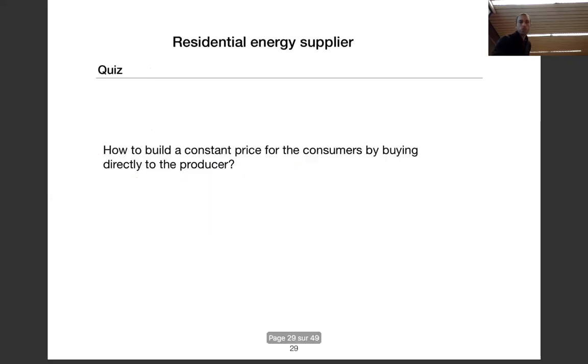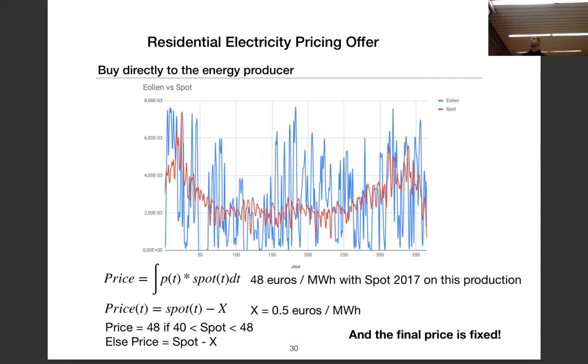Now let's have a look if we build an energy offer by buying directly to the producer. So let's take an example. Imagine in blue, this is a wind farm. So this is a production profile of a wind farm over a year. Here you have all the days of the year, and here you have the production of the wind farm in blue that has been normalized. And in red, you have the price of the electricity on the day-ahead market.